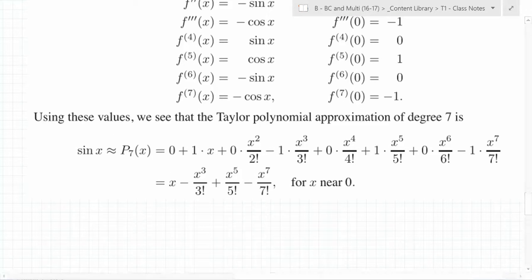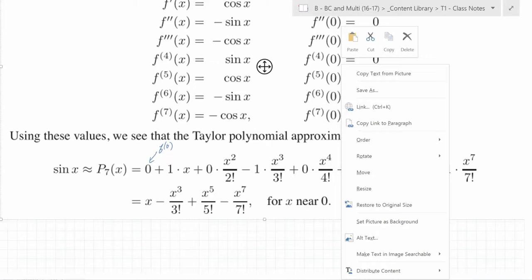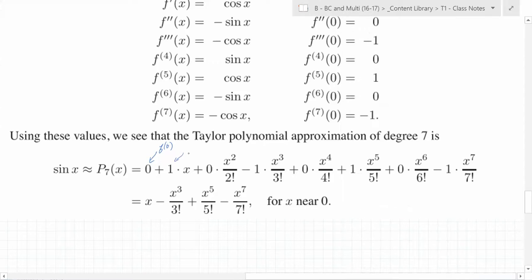This right here, what is this? That is f of 0, right? And what's that next one? What is this? What's that number right there? F prime of 0. What's this number? F double prime of 0. That's f triple prime of 0. And what's this? The 4th derivative at 0.